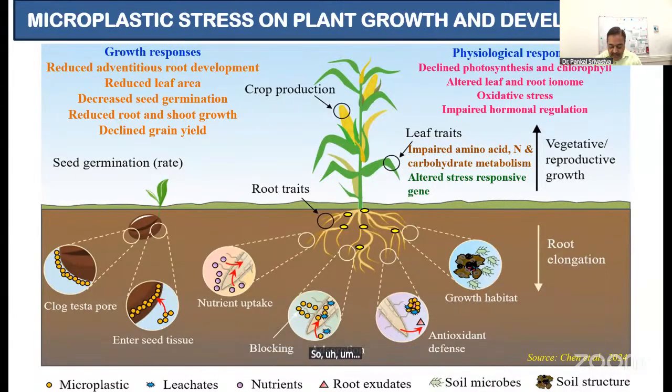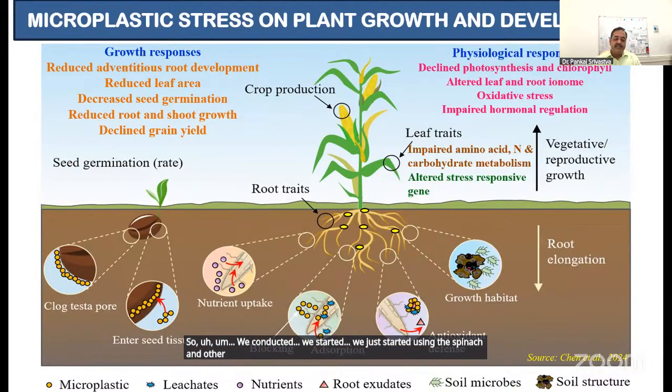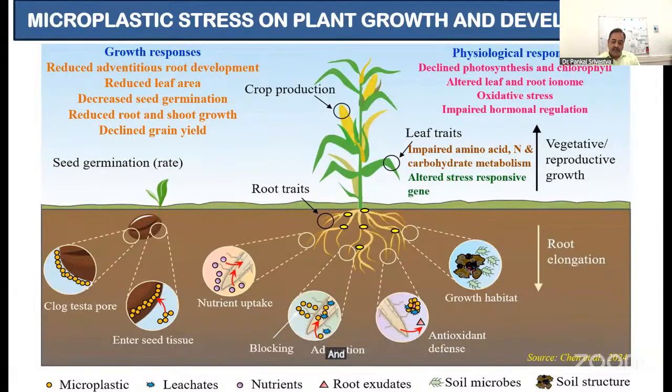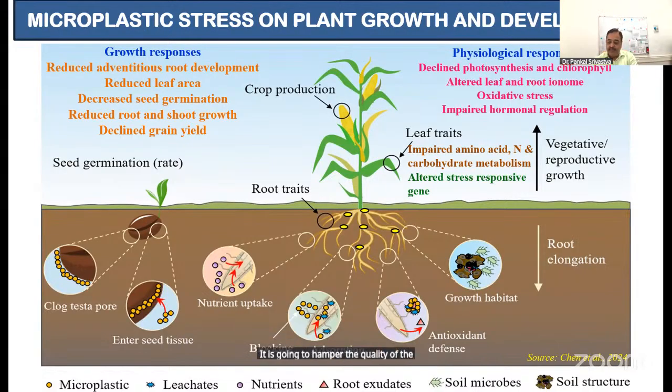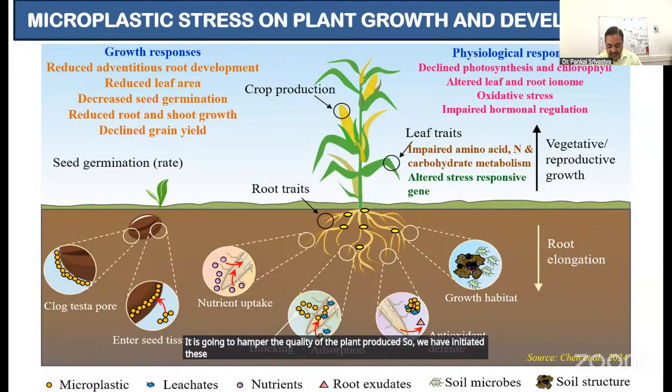So we just started using spinach and other leafy vegetables, and we are going to map what is the major route of entry of these nanoscale plastics, and how they are getting localized in particular cell organelles, and what would be the altered growth and physiological responses which are going to hamper the quality of the plant produce. So we have initiated these experiments, and we are using dyed polymer particles and conducting the hydroponic experiment, and then we'll conduct microcosm and mesocosm trials at our institute.